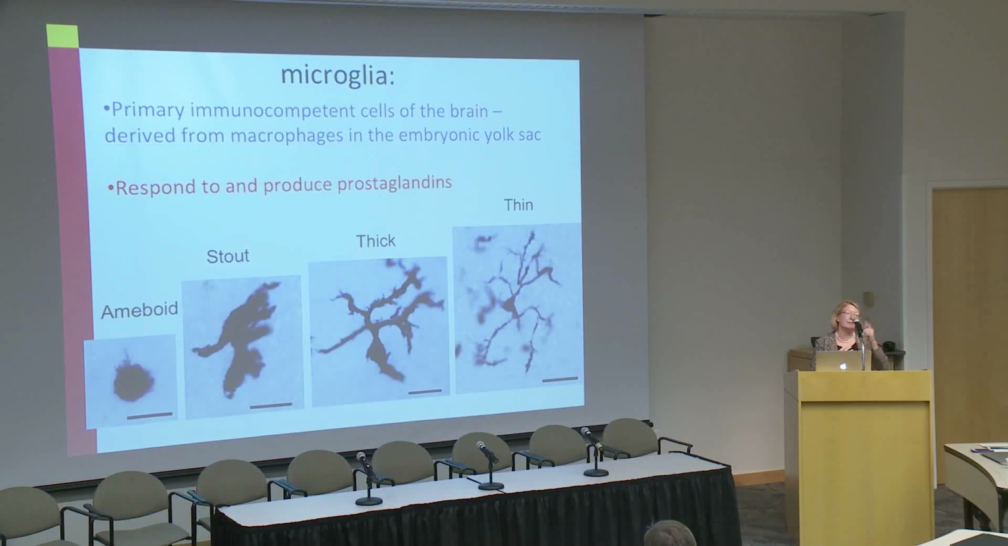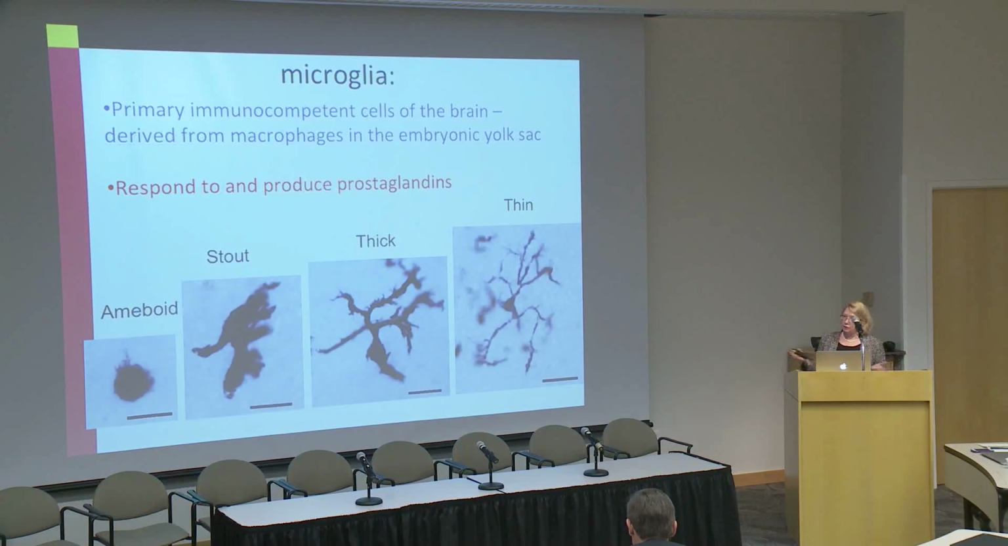They are really fascinating. They're badly named. They're not glia, right? It's really unfortunate. They are, in fact, not even part of the nervous system. They are the primary immunocompetent cells of the brain, but they are modified macrophages. They are derived from the embryonic yolk sac, and then they migrate into the brain early in development, and the blood-brain barrier closes behind them, and then they take up residence in the brain. They've been mostly studied for their role in injury because they both respond to and produce prostaglandins.